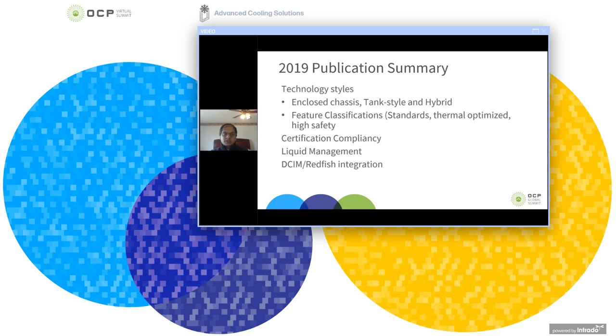Then we also talked about data center feature classifications, which include standard management, thermal optimized solutions, high safety, high availability, high serviceability, and also rate-based definitions for common software platforms. We also talked about data center interface requirements, input-output differentiations, FWS compatibilities, and galvanic interface properties.